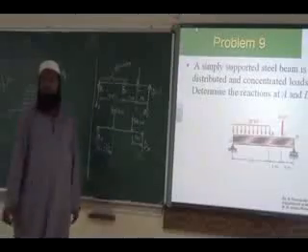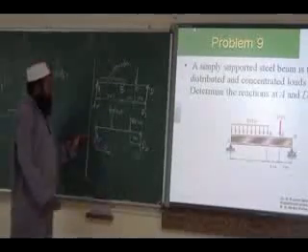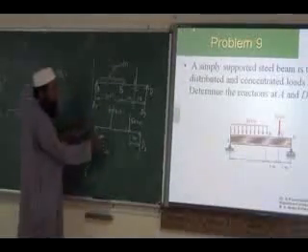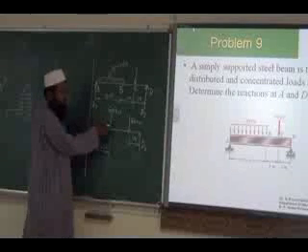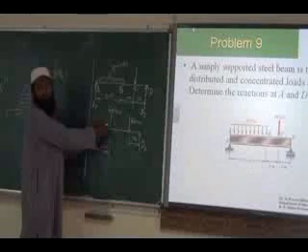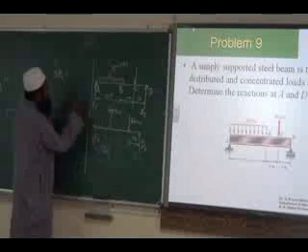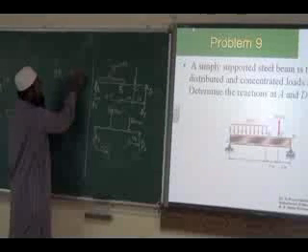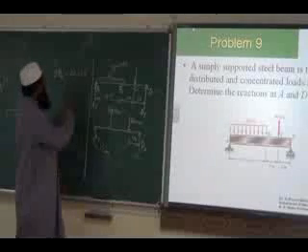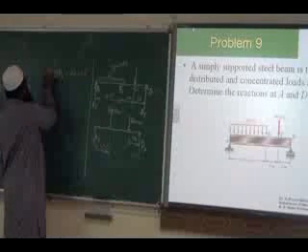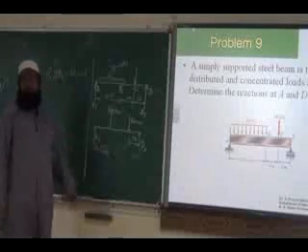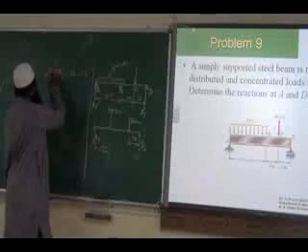Taking moment of all the forces about A. That means you have to consider the force and its perpendicular distance from A. So 60 kilonewton into 1.5, and what is the direction? Say I take anti-clockwise as positive.